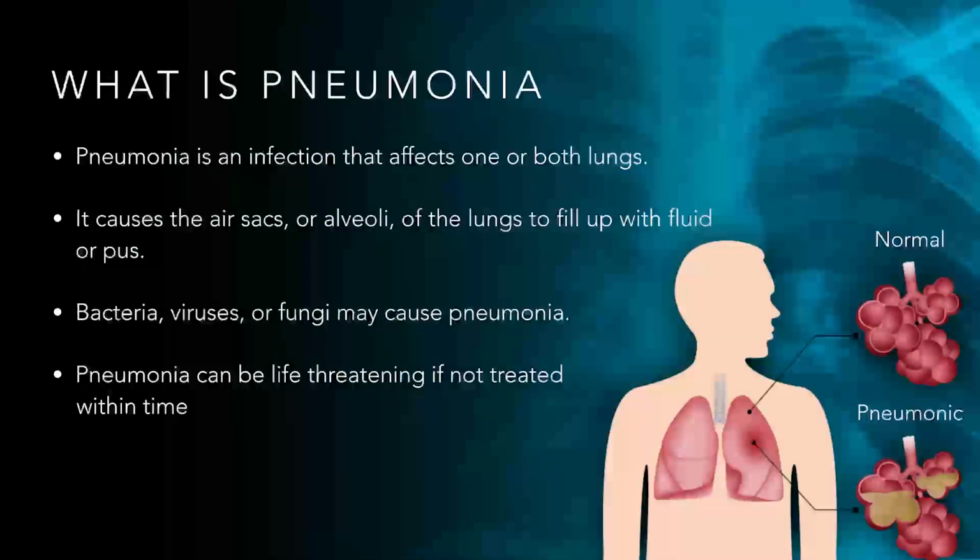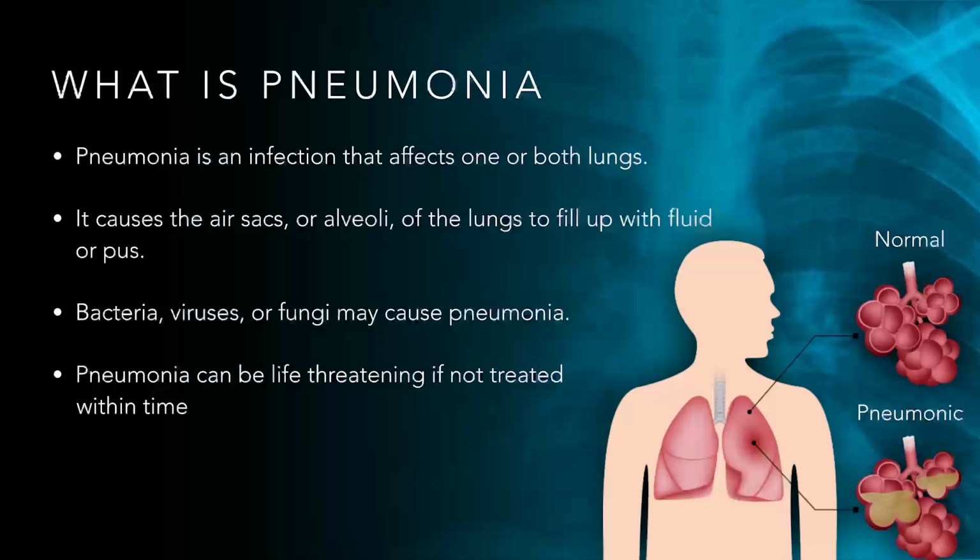So first, let's understand what pneumonia is. Pneumonia is an infection that affects one or both lungs. It primarily causes the air sacs or alveoli in the lungs to fill up with fluid or pus. This impairs the lung's ability to transfer oxygen into the bloodstream, leading to symptoms such as cough, fever, chills, and difficulty in breathing. There are various causes of pneumonia, including bacteria, fungus, and viruses.